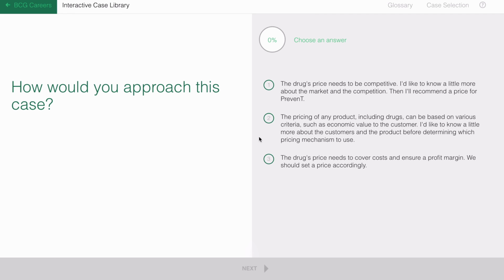So among these three options, answer choice 2 here is better than the other ones because it suggests that we want to learn more about the customers and product before determining which pricing mechanism to use. Answer choices 1 and 3 jump right into deciding that we should price the drug based off of competition or that we should price the drug based off of its production costs. So answer choice 2 here is what I'm going to go with.